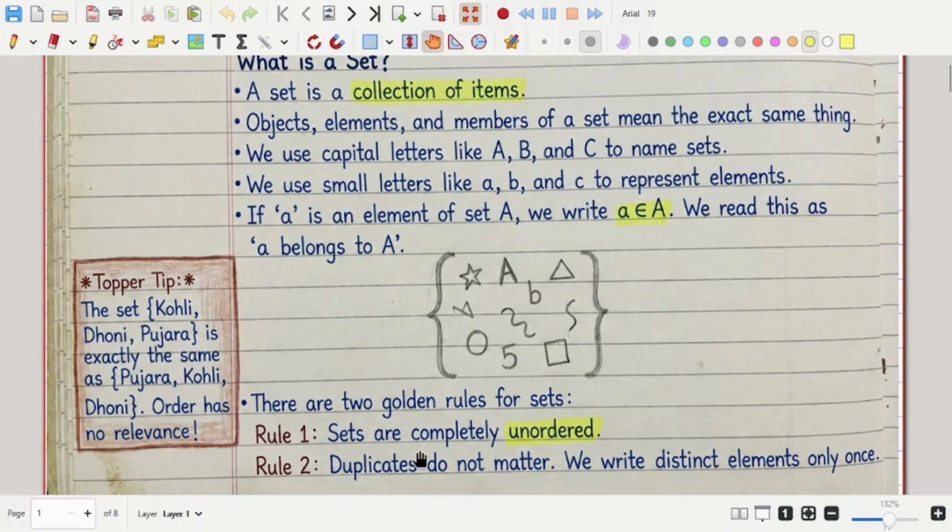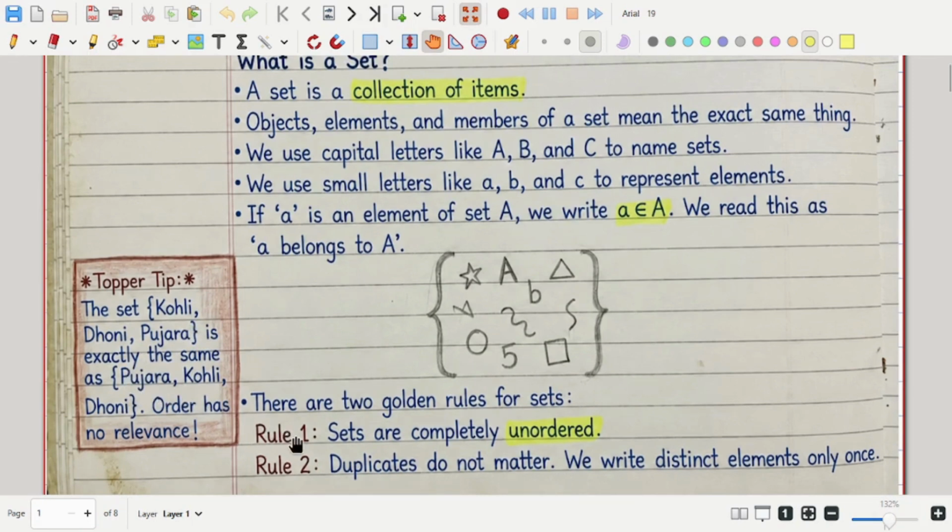So the rule is that sets are completely unordered. Unordered means even though we change the sequence of elements of a set, the set remains exactly the same. For example, let us see the set of Kohli, Dhoni, Pujara. If we write Pujara initially, then the set will be set of Pujara, Kohli, Dhoni. So the set doesn't change. It is exactly the same. This set is exactly the same as this set.